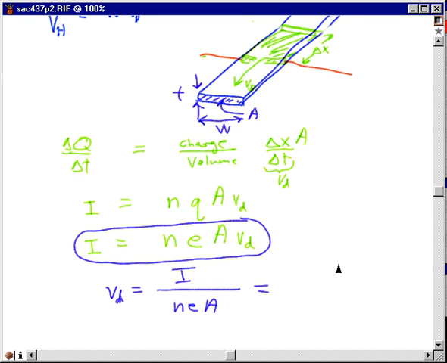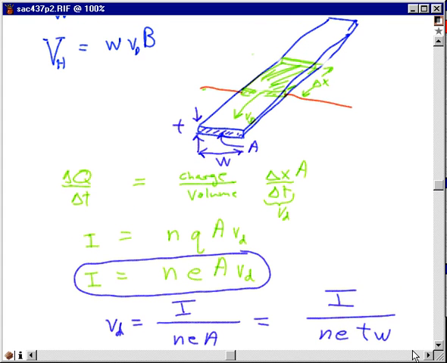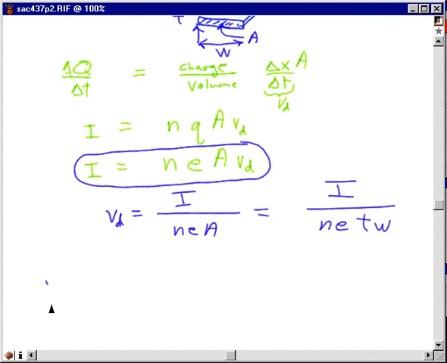So I think I'll express it that way. This is I over N E T W, thickness times width of the cross-sectional wire. So V sub H is W V_D B, or W, the Hall potential, is W times V sub D times B itself.